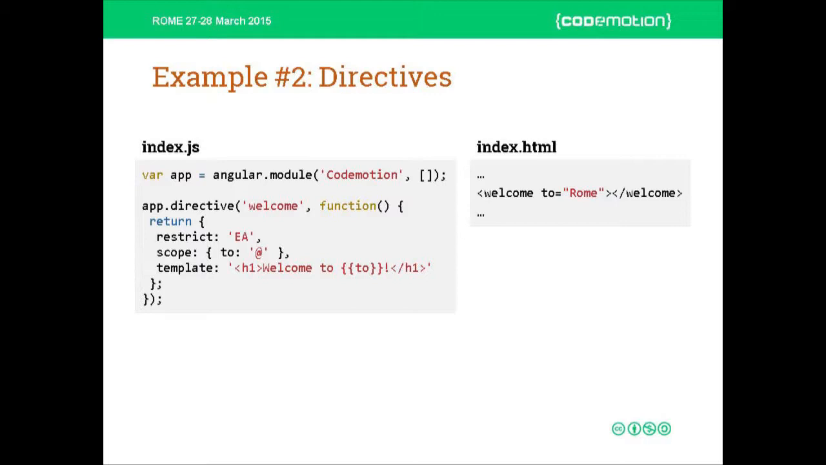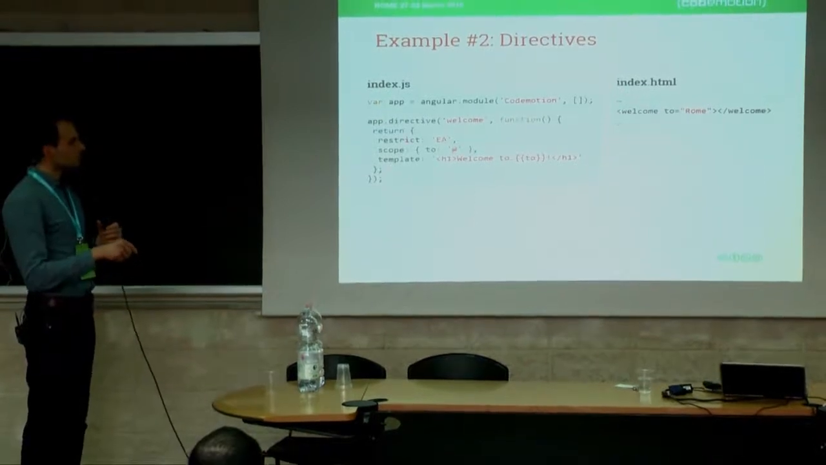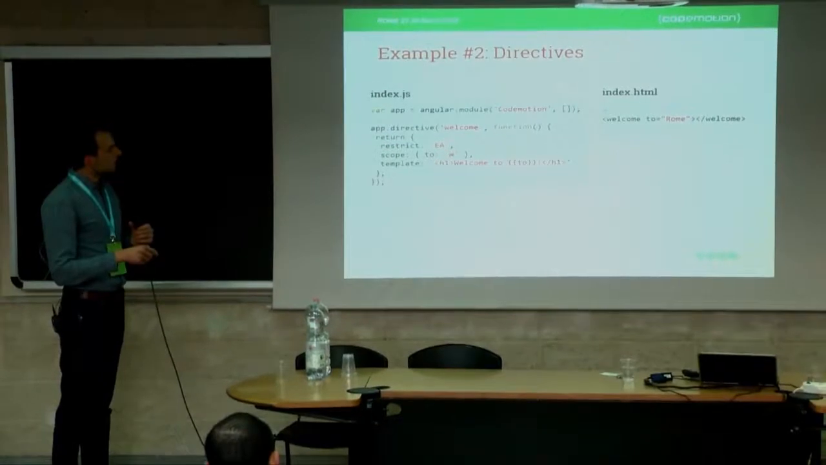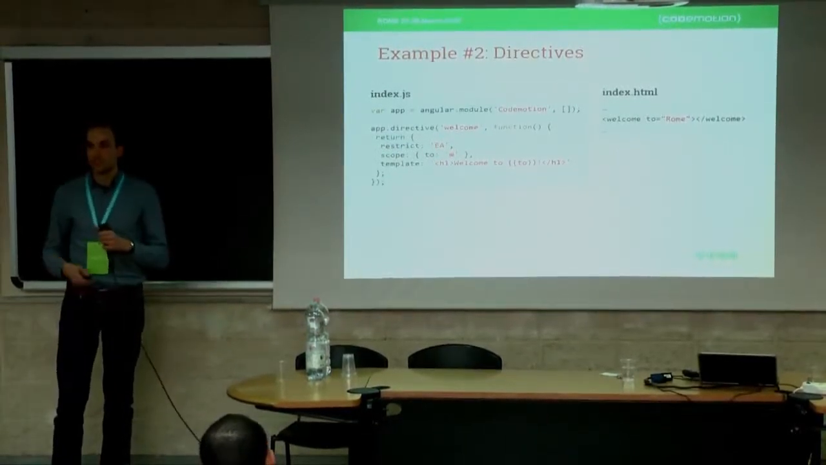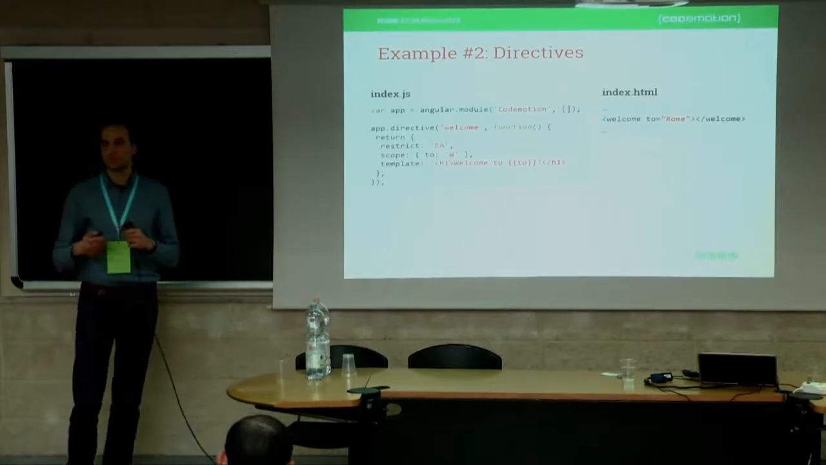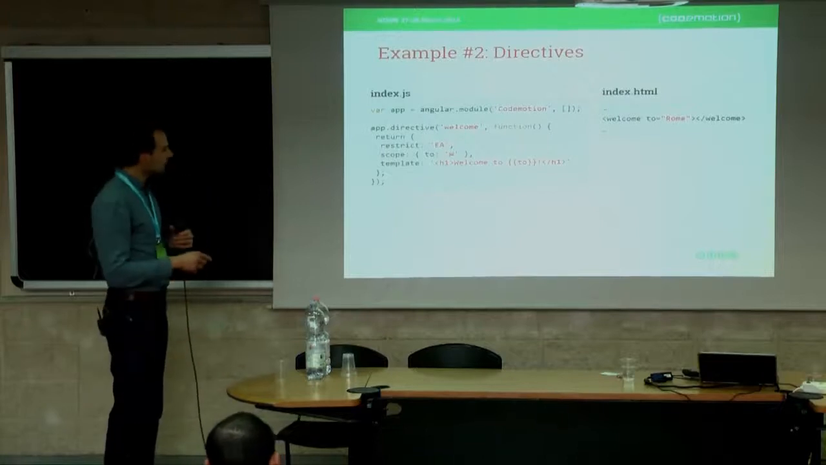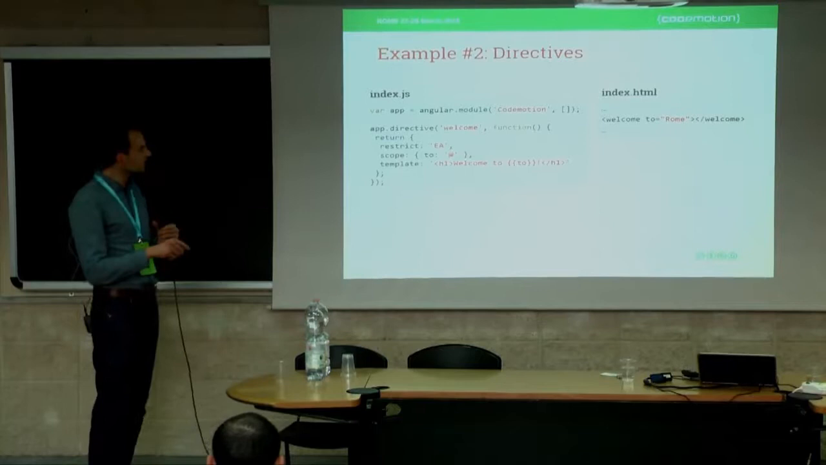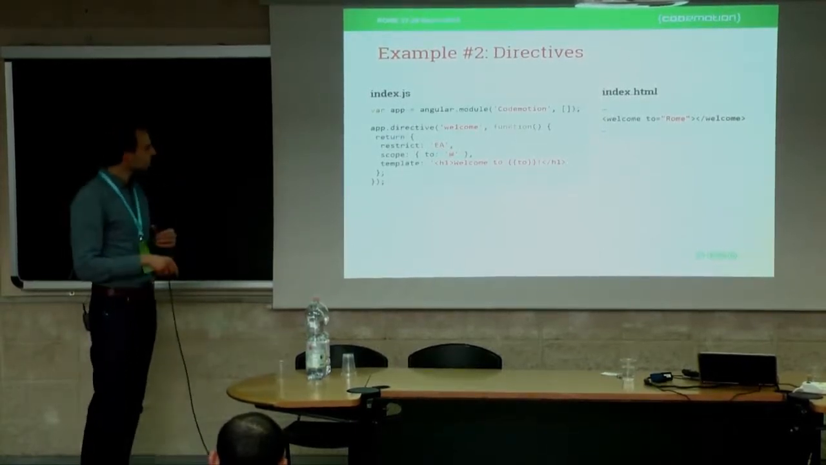Here is an example of how a directive looks. We create some module, and then in this directive, basically, we return some definition of our directive. We can define how this directive should be read. We can use HTML tags, attributes, classes, or comments. So we can decide how to do it. And you see a bit of a weird way this is defined, but basically this E comes from element, A comes from attribute, and so on.